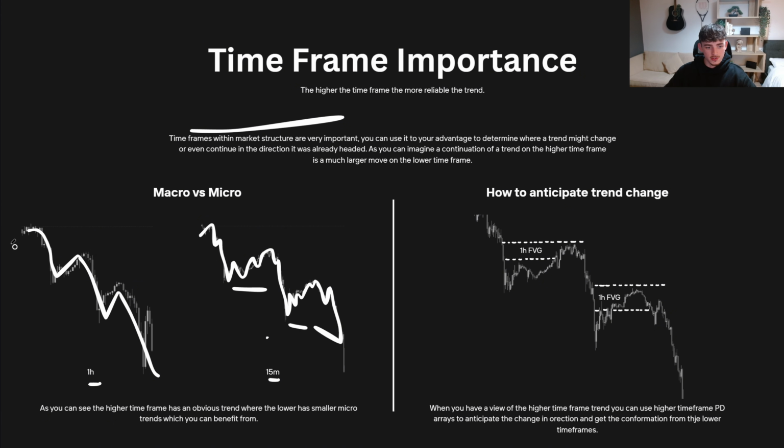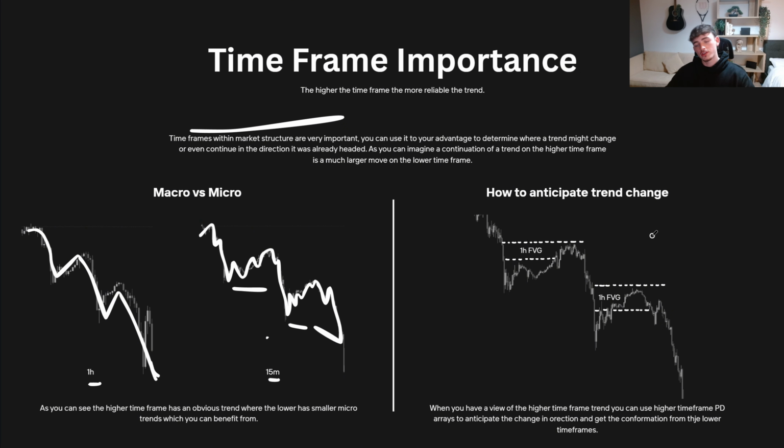So here you just have bearish, retracement, bearish, retracement, bearish. But these retracements on the lower time frames are actually structure that you can profit from. As you can see, the higher time frame has an obvious trend where the lower has smaller micro trends, which you can benefit from. Perfectly explained.